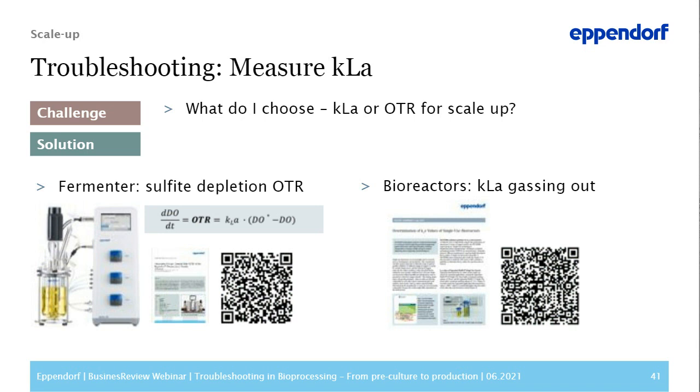Whereas on the other hand, when you look at OTR, which is commonly used for microbial cultures, you have the sulfite depletion method, which is used to measure it. This method is actually a chemical reaction-based method in which you're stripping the vessel of oxygen by using sulfite depletion to then measure the OTR values. So here are again QR codes for the respective methods, how to determine the OTR or the KLA, if you wanted to scan them.